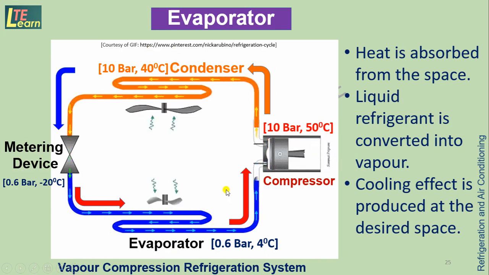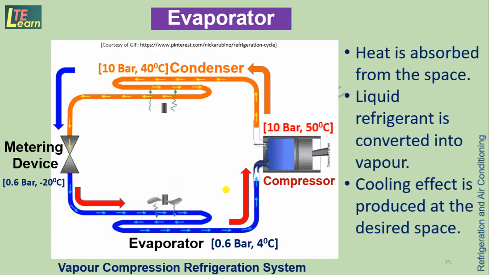Now these cycles are continued till the temperature at the desired space reaches the desired value. So in this way, working of vapor compression refrigeration system is taking place by using these 4 components.